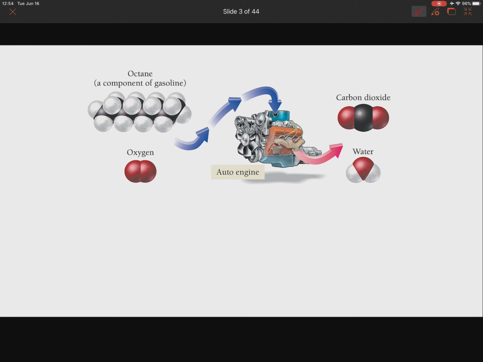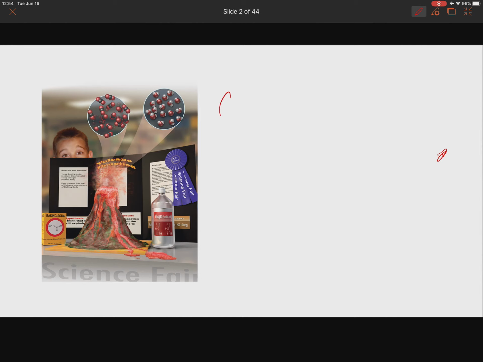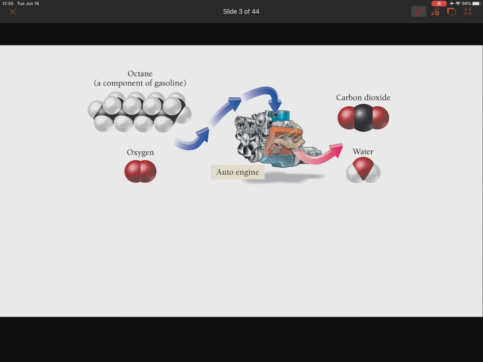Chemical reactions can also be of the combustion type. So, sorry, I wanted to write gas evolution. So, combustion reactions are another type.